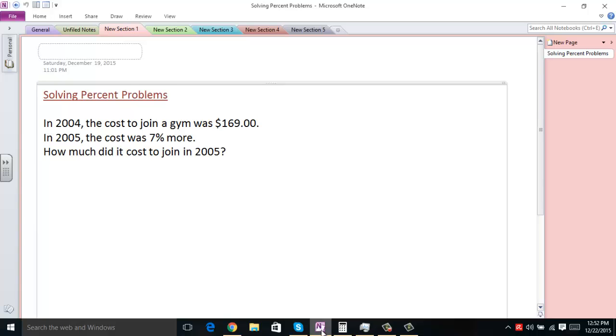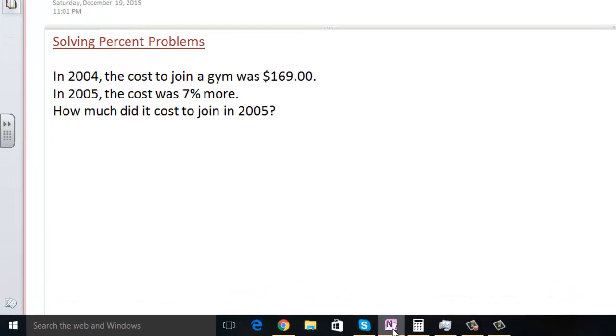Unit 2, Lesson 5, Solving Percent Problems. So we saw in Unit 2, Lesson 4, some information about percent, how we can find the percent. Now we're gonna go deeper with some problems.